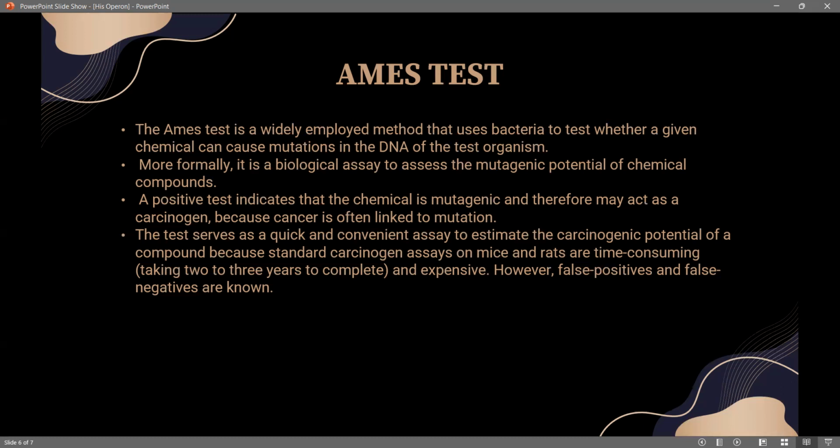If the test sample causes this reversion, it's a mutagen. By this test, as I said, we can determine whether a chemical is mutagenic or not. So this was a small illustration about histidine operon and how the AMES test helps in determining the mutagenicity.